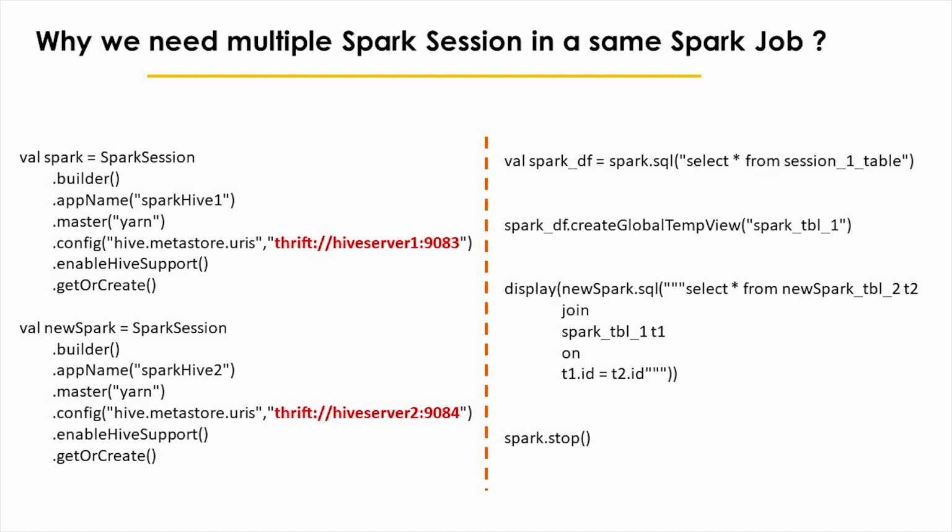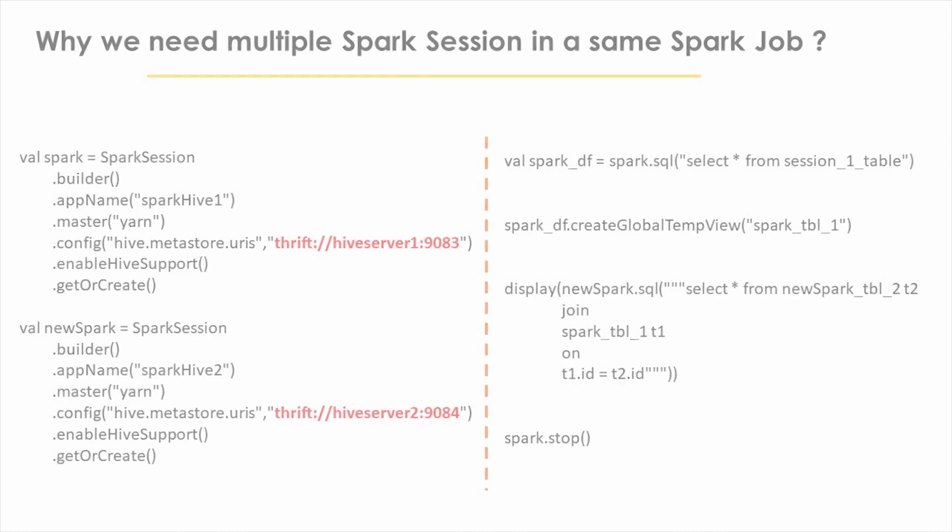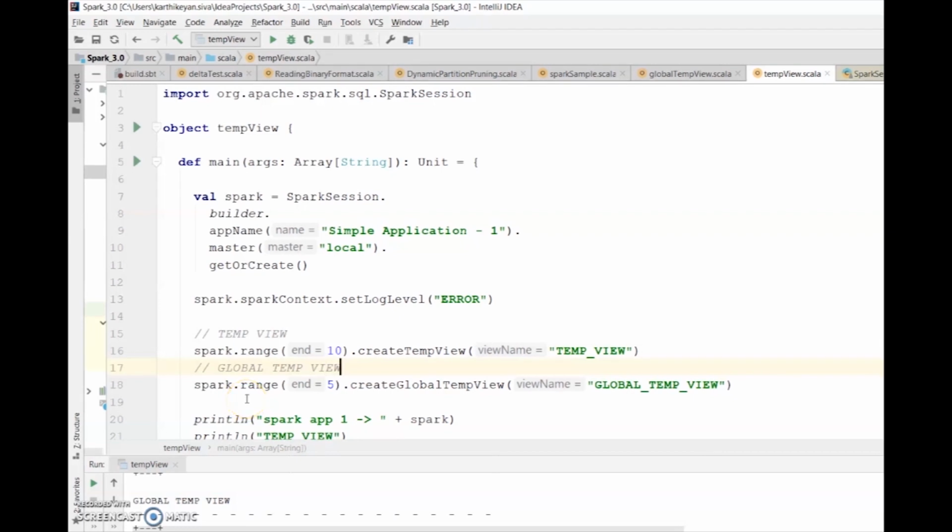These temporary views, the views which we created in this Spark application, will get terminated when we issue the spark.stop method, or when the application automatically terminates. Let's see a live example by creating a sample Spark application using IntelliJ IDE without a Databricks cluster.